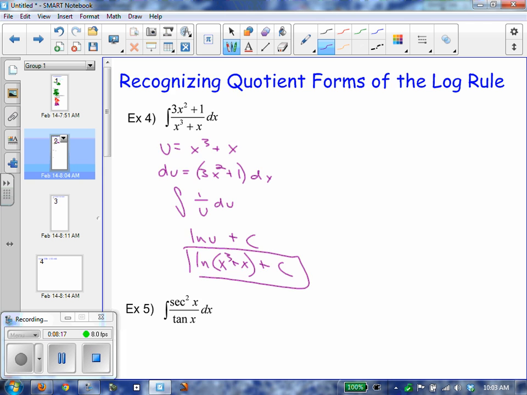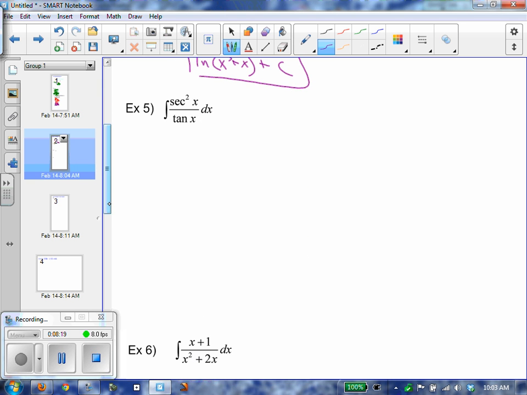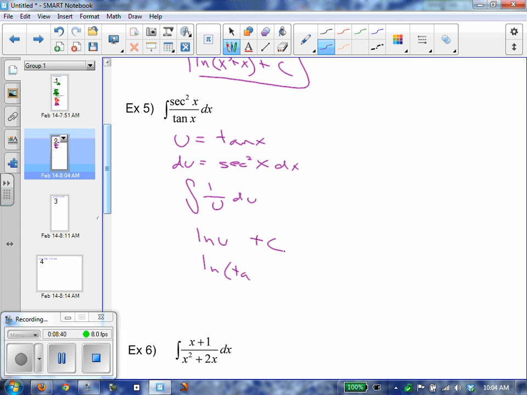Right? Same idea on this one. What's u going to be? Tangent, because du is secant squared of x dx. So this is really 1 over u du, natural log of u plus C, natural log of tangent plus C.